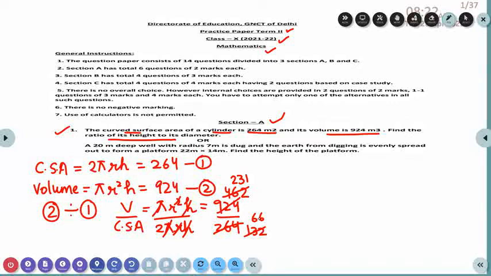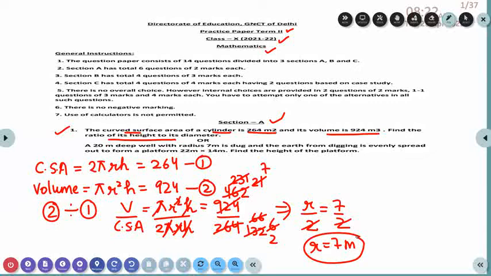So here we have obtained R in the numerator and 2 in the denominator. So R by 2 will be equal to 7 by 2. 2 and 2 will be cancelled out and R will come out to be equal to 7. So R is 7 meter. That means diameter D is equal to 2R, which will be equal to 14 meter. So we have calculated the diameter of the cylinder as 14 meter.